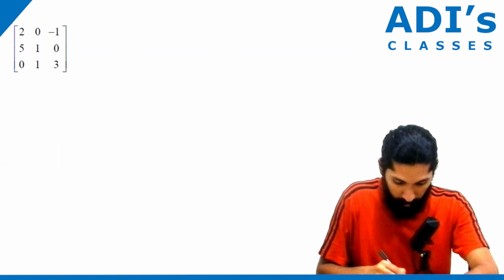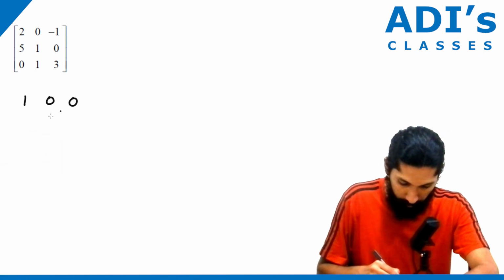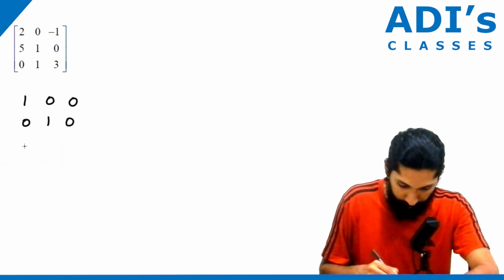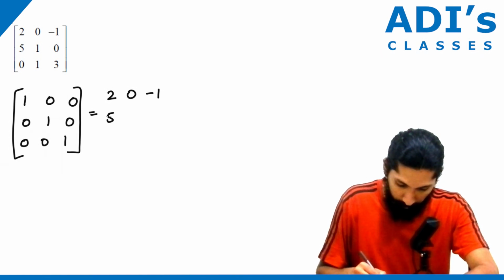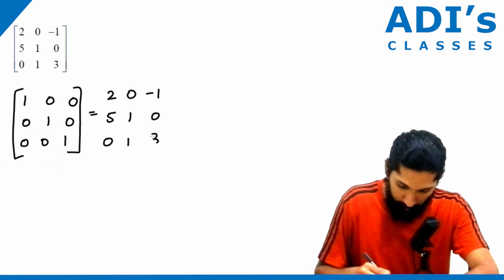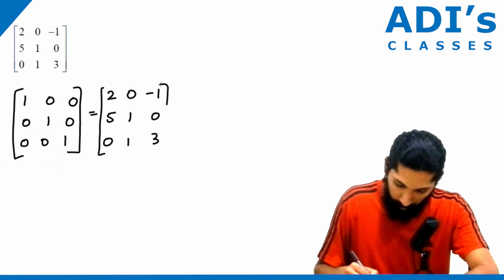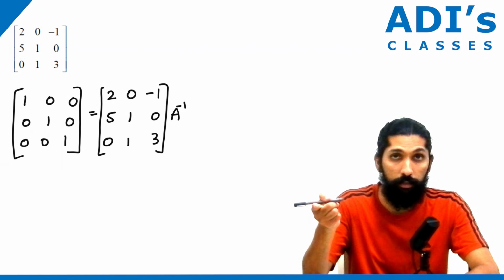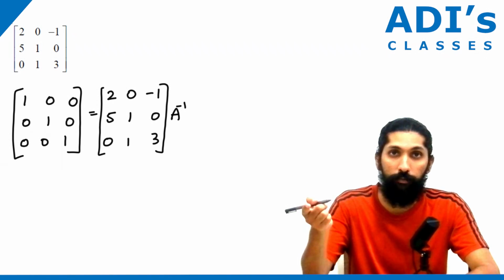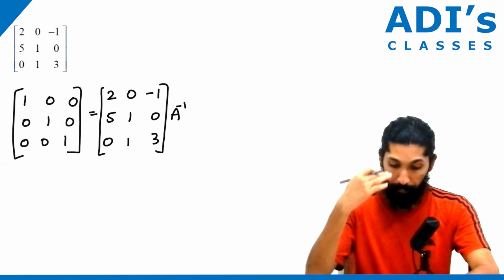Let's go by the same logic. So first, for this question, we'll write 1 0 0, 0 1 0, 0 0 1. This is equal to 2 0 -1, 5 1 0, 0 1 3, into A inverse. So on the right side we have to get the inverse. On the left side we have the identity matrix, correct? So let's do the math.